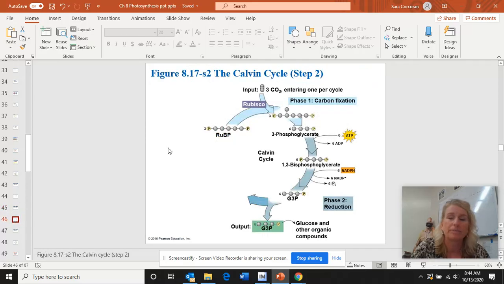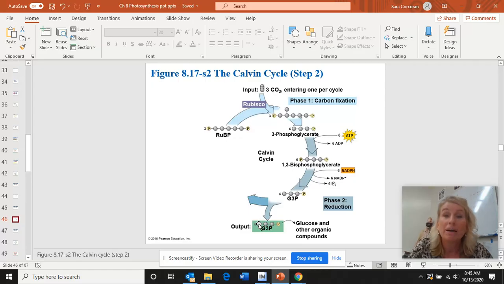This is reduction. Once again, we're not worried about all these intermediate names at all. You just need to know that what's going on right here is phase 2, and it's reduction. We are throwing electrons and hydrogens at this molecule. At the end of this phase, so after fixation and reduction, we've actually made our 3-carbon sugar molecule, G3P. Remember, it takes 2 G3Ps to make 1 glucose. No big deal, because each G3P only has 1, 2, 3 carbons.